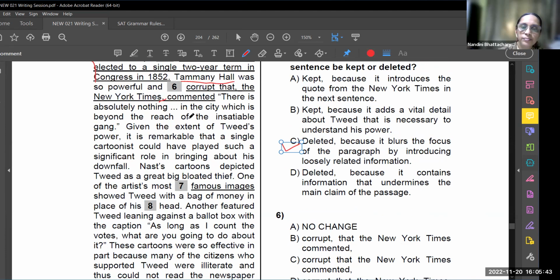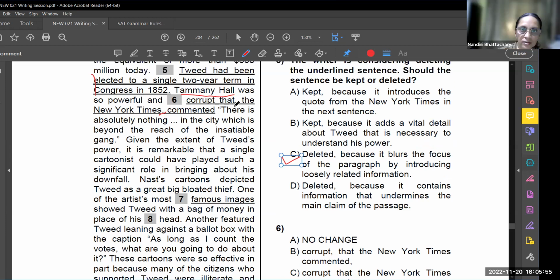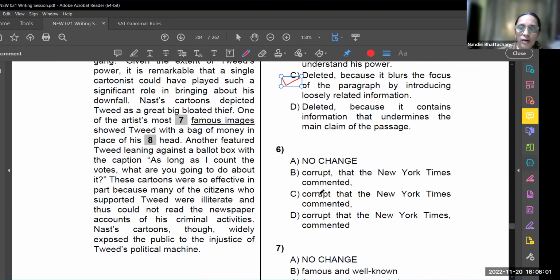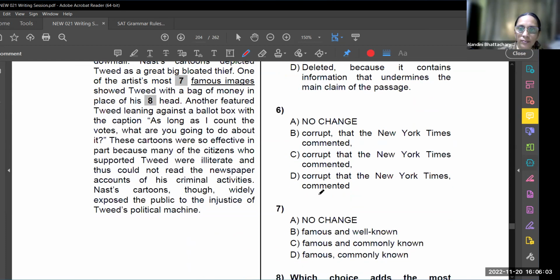Anything else? Only one error you found over here? Two errors, but there should be no comma after that. Yes, that comma is also an error. So we have to remove 2 errors.